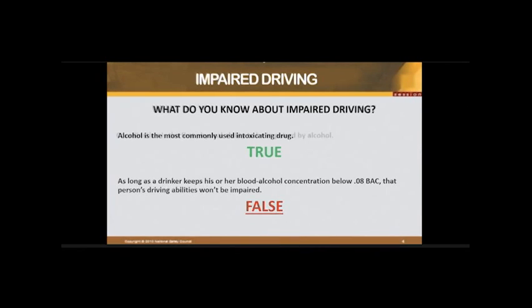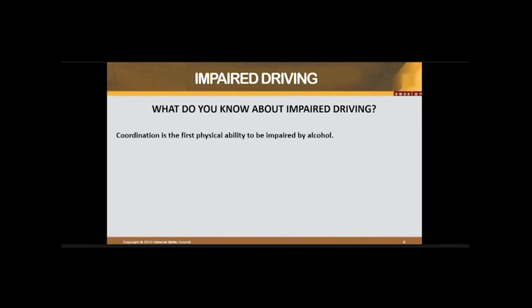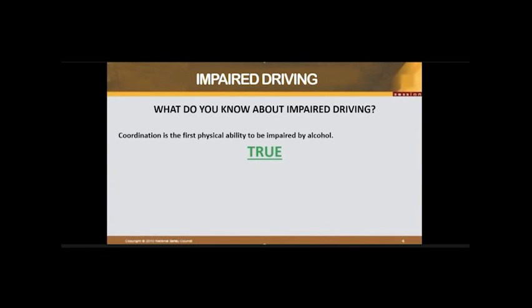Number 5, coordination is the first physical ability to be impaired by alcohol. True or false? The correct answer is true. While coordination is the first physical ability to be impaired by alcohol, judgment is the first mental ability to be impaired. The danger is that both coordination and judgment are affected at the same time. Because your judgment is affected, you cannot tell that your coordination is affected.